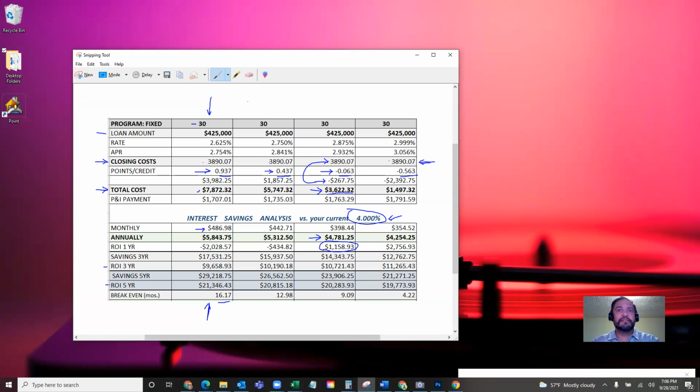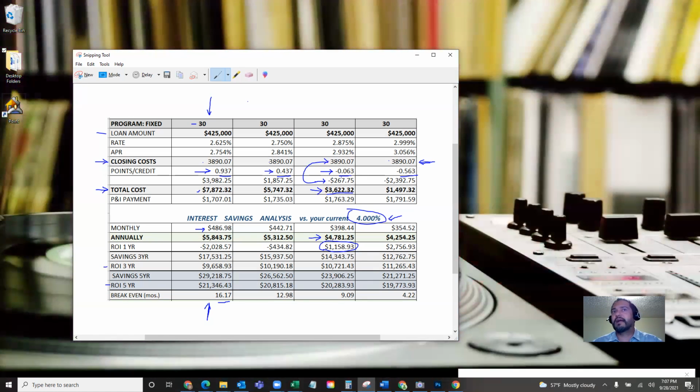And what it does is it takes into account the monthly interest savings, and then multiplies that by 12 to get your annual savings, and then subtracts the initial cost. So the 3-year return on that investment is 10.7. The 5-year return on that is 22.83 and 93 cents.